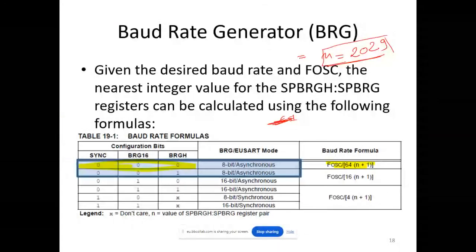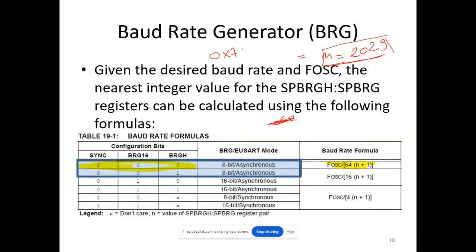So this value is nothing but 0x7ED. So this ED is the value of the serial port baud rate generator low byte, and the 07 is the value of the serial port baud rate generator high byte. So you have to make the configuration of the baud register.